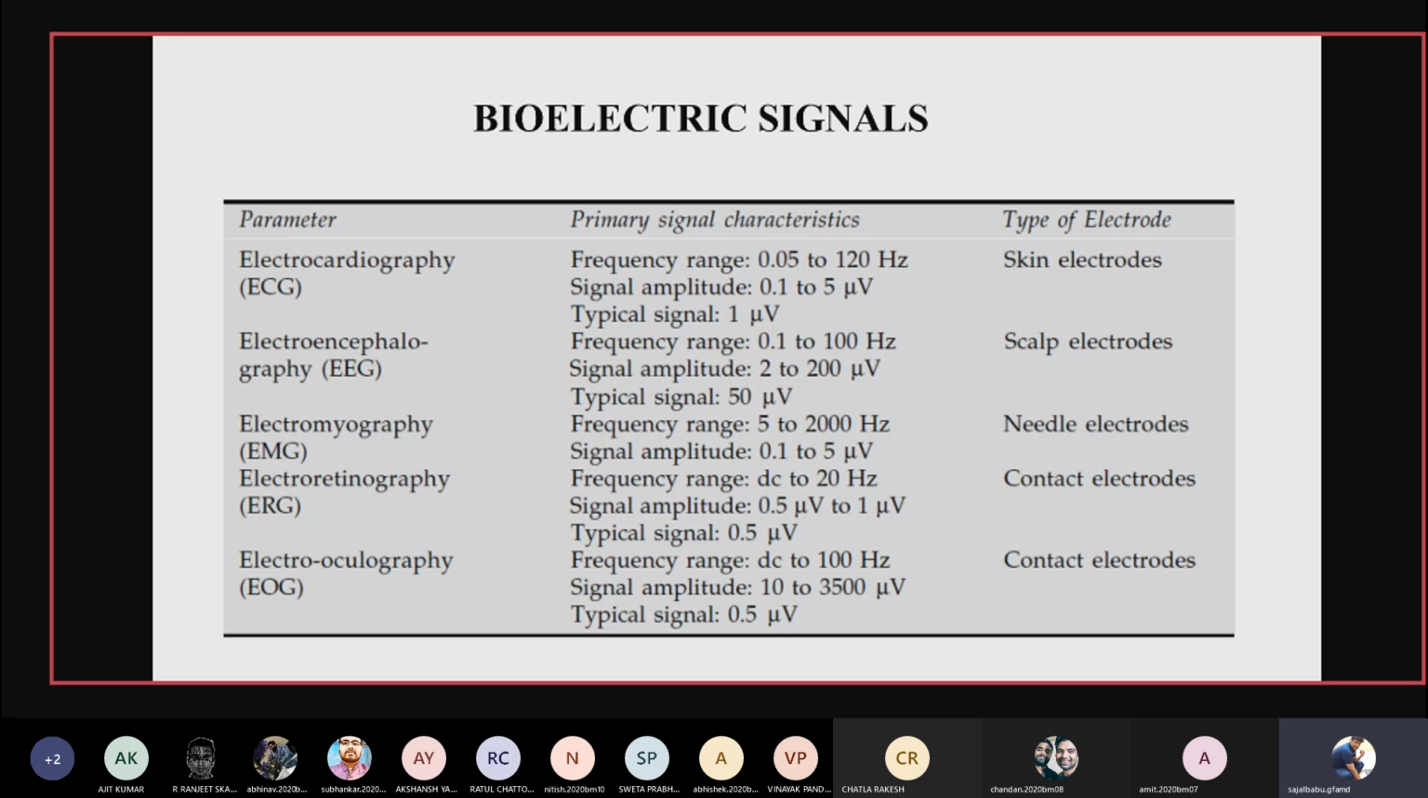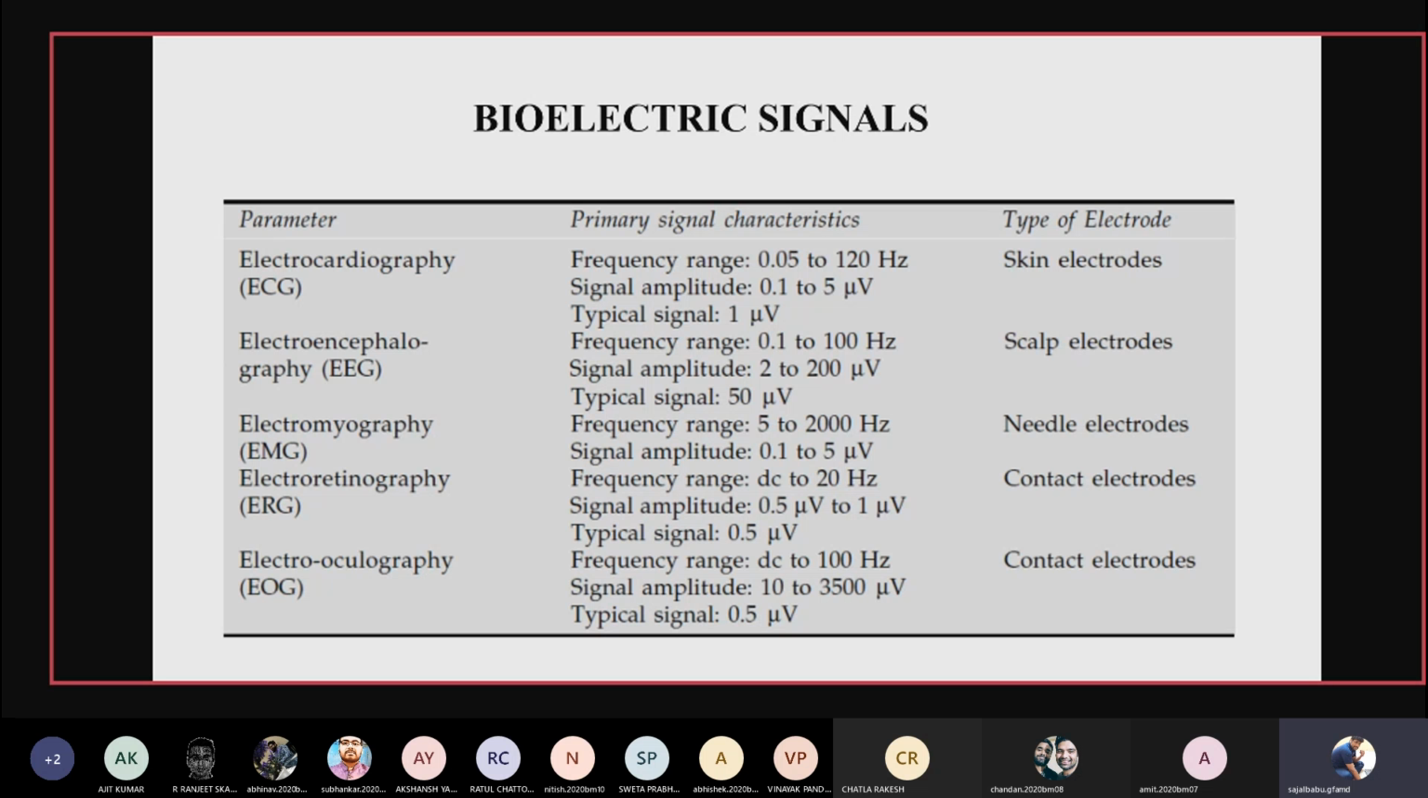If you want to go from the resting potential to the active potential, a depolarization should happen. And if you want to go from the active potential back to the resting potential, repolarization should happen.